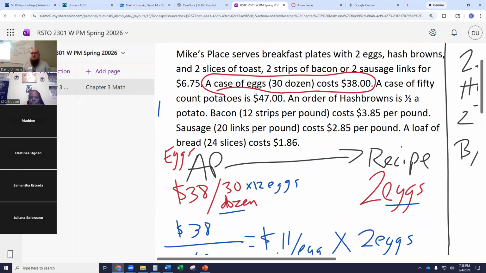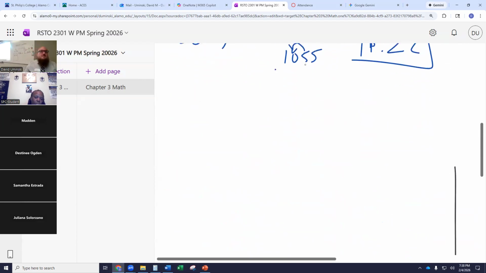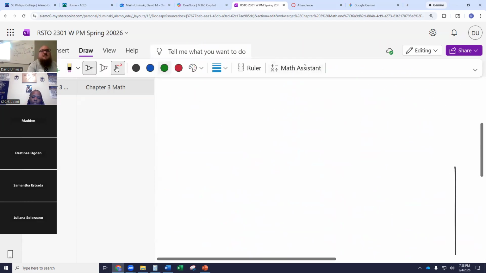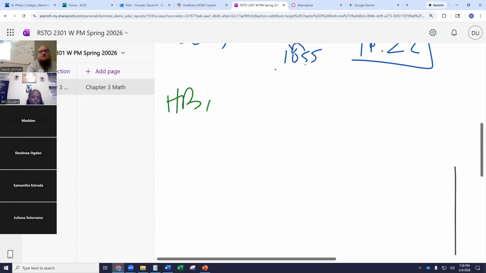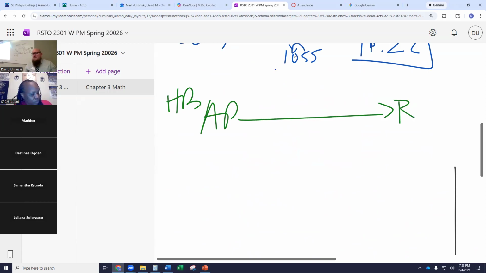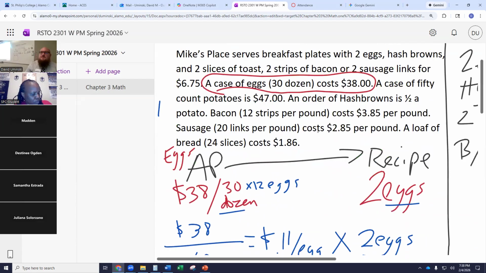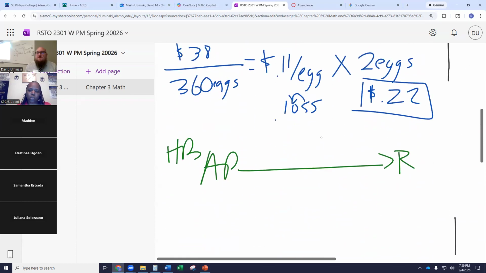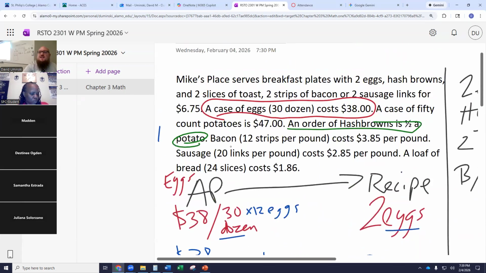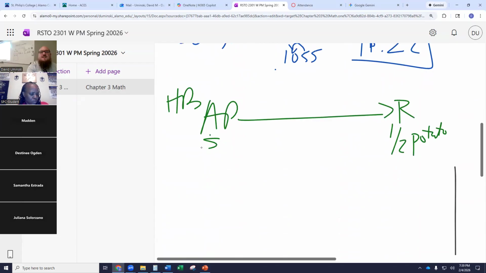What's the next ingredient? Hash browns. Let's do hash browns. I also like to change my color so that I can keep it separated. My hash browns. An order of hash browns is half of a potato, so that's my recipe. And a 50 case count of potatoes is $47. So $47 per 50 potatoes.